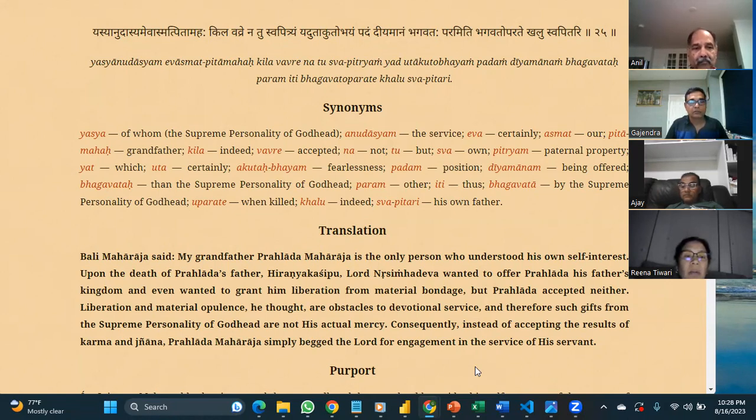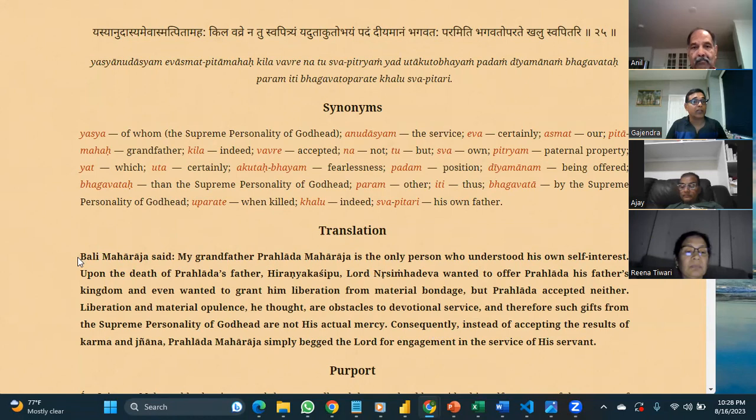Bali Maharaj said, "My grandfather Prahlad Maharaj is the only person who understood his own self-interest. Upon the death of Prahlad's father Hiranyakashipu, Lord Narasimhadev wanted to offer Prahlad his father's kingdom and even wanted to grant him liberation from material bondage. But Prahlad accepted neither. Liberation and material opulence, he thought, are obstacles to devotional service, and therefore such gifts from the Supreme Personality of Godhead are not his actual mercy. Consequently, instead of accepting the results of karma and jnana, Prahlad Maharaj simply begged the Lord for engagement in the service of his servant." Hare Krishna.